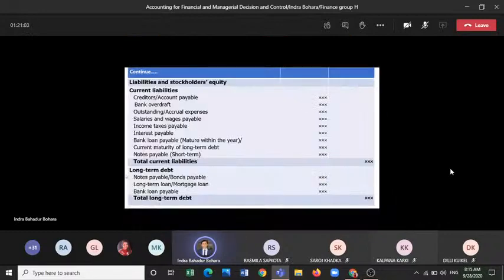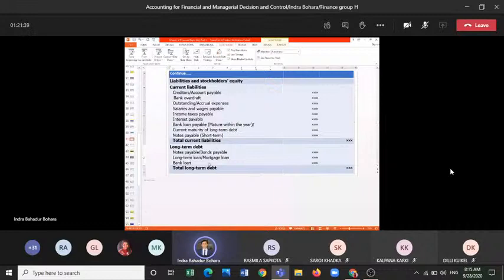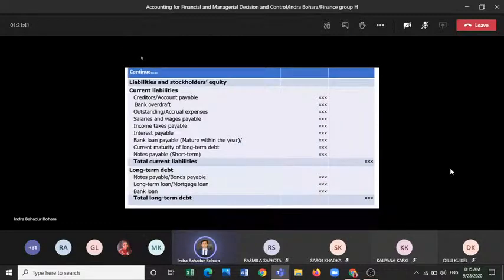And long term debt or long term liabilities, which includes, I had already told you, notes receivable is a long term asset, long term investment, and notes payable is long term liabilities. So long term notes payable, bond payable, long term loan, mortgage loan, bank loan, they all are long term liabilities. For bank loan it is not necessary to write payable, and when you are given bank loan only, it is also long term liabilities. Now take the sum of such long term liabilities and write it in the total amount column or second amount column.